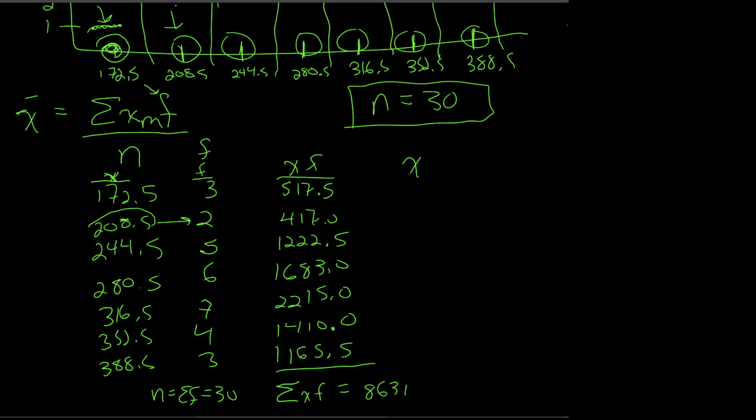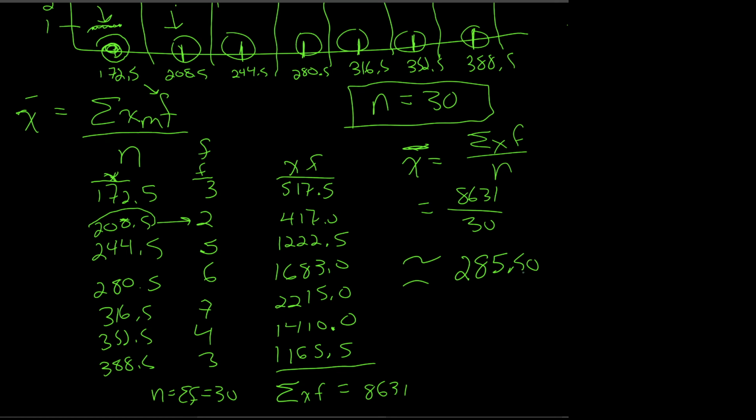8,631. And so my average is the sum of all those x's times their frequency divided by n, or 8,631 divided by 30, or approximately 285.50. Or I'm sorry, that's what the real value is. Let me actually type this on the calculator here. My bad. Because I have the actual data in the background, I can peek at the real value. And the estimation is 287.7.